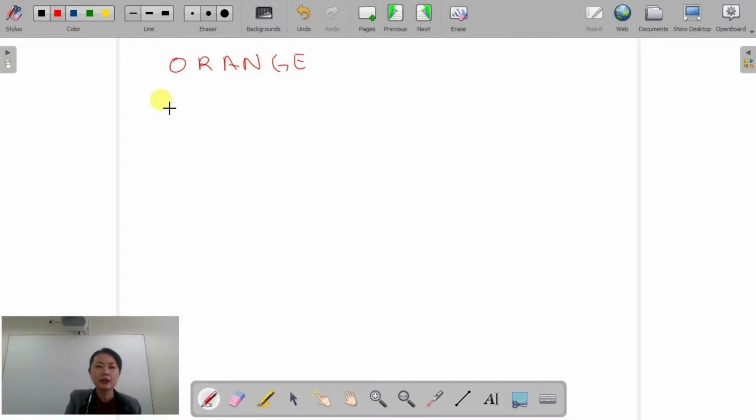R-A-N-G-E. So 1, 2, 3, 4, 5, 6. All right, so let's start with N is somewhere left of G. So if you put G here, for example, in the first instance, then N can be in any of these spots. So let's do this. One way to put G, and then 1, 2, 3, 4, 5 ways to put N, and then the other letters.